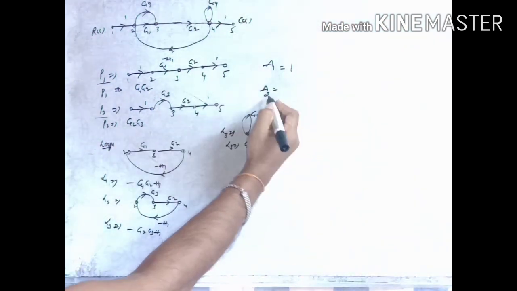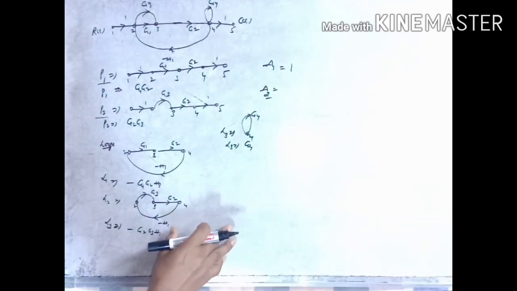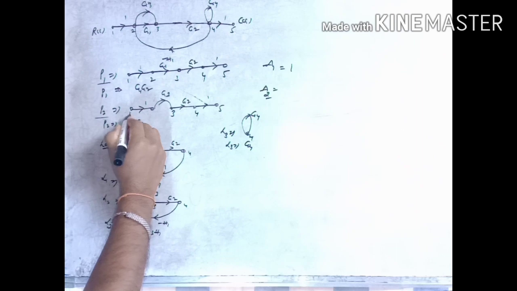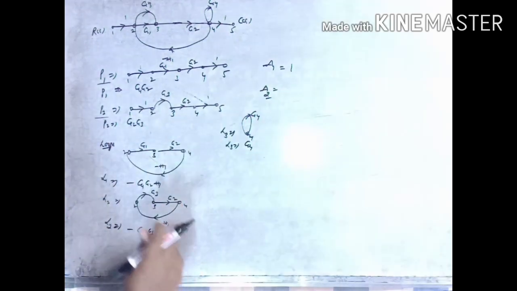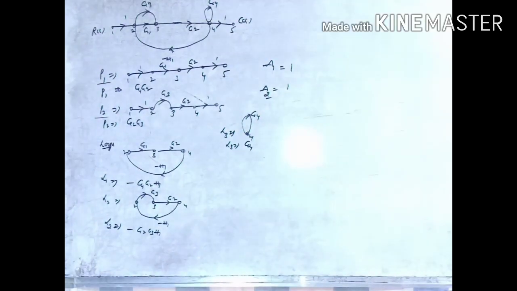Second forward path for delta 2. Check this second forward path with all the individual loops. Here the nodes are 1, 2, 3, 4, 5. Again we will check if all the nodes are touching. So again we will place delta 2 as also 1.